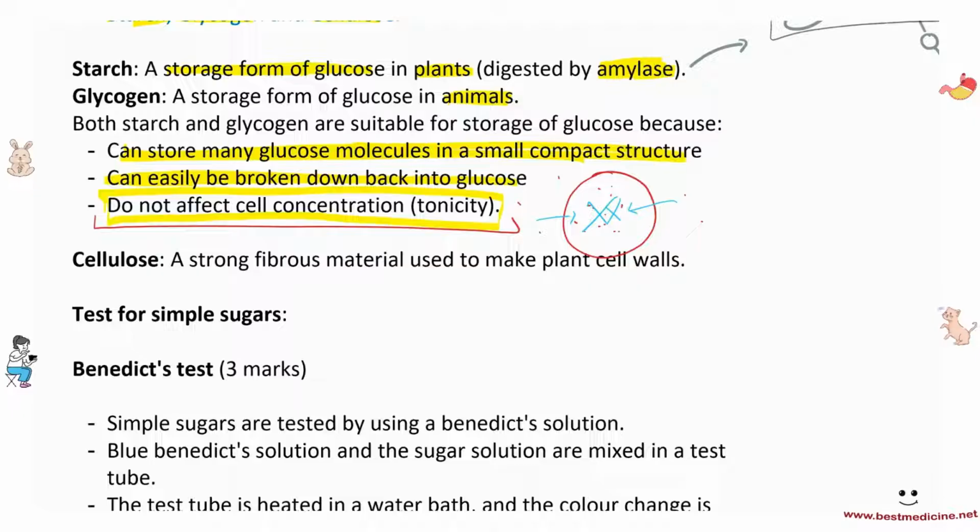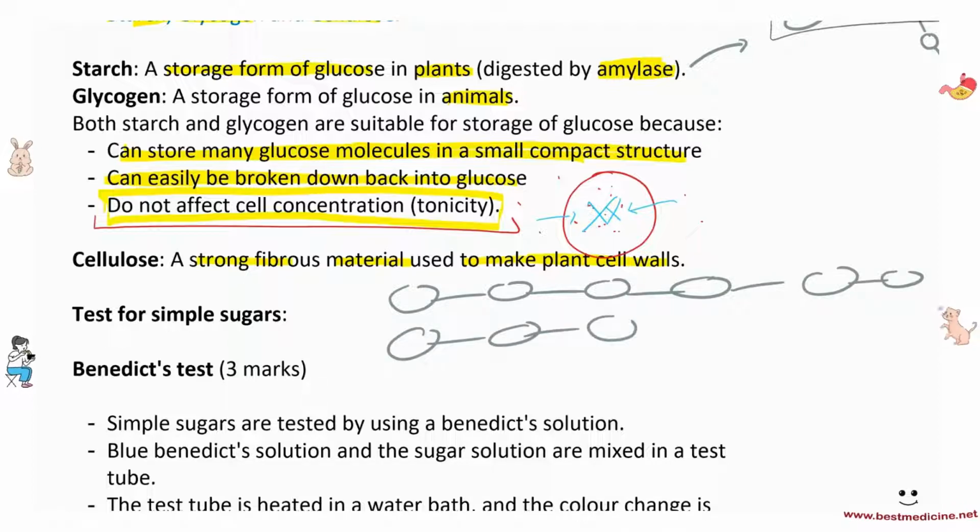And the third is the cellulose, which is a strong fibrous material which is used to make plant cell walls. This is also made up of long chains of glucose molecules, so kind of like this. You've got these long chains, right? And so these together will make a strong fiber, and then a lot of those fibers will make up cellulose, which makes the strong cell wall, okay?